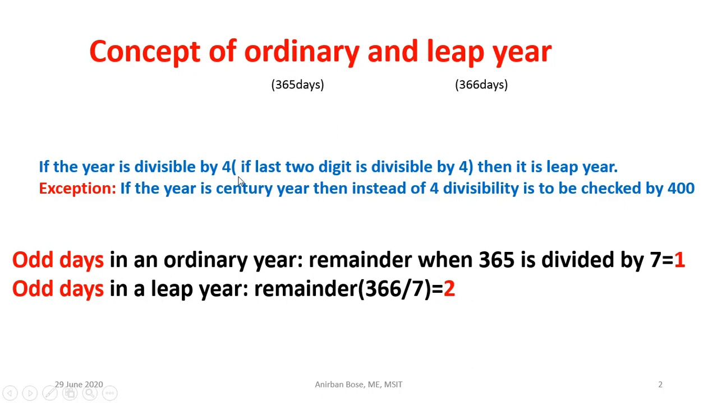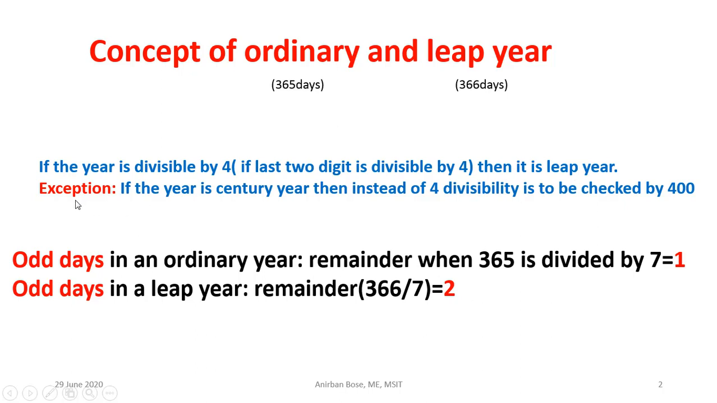Now if the year is divisible by 4, that means you know the divisibility rule of 4, that if the last two digits are divisible by 4, then that number is also divisible by 4. So in this way we can find out it is a leap year if it is divisible by 4.